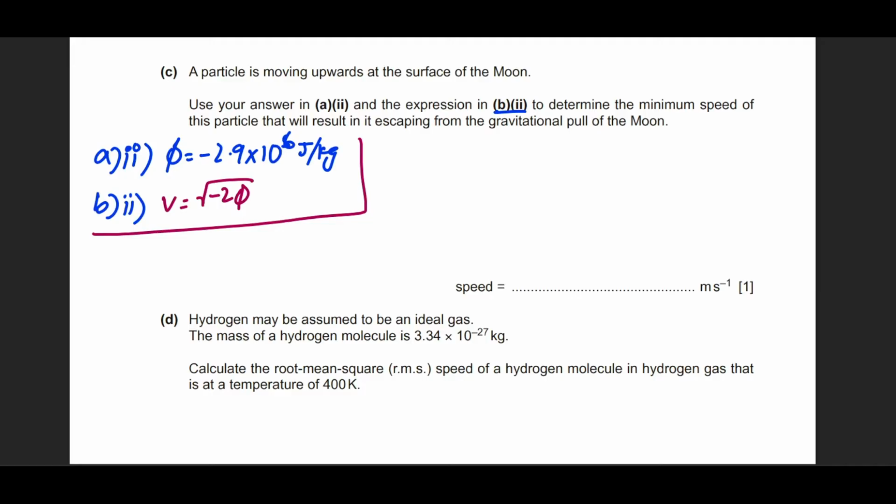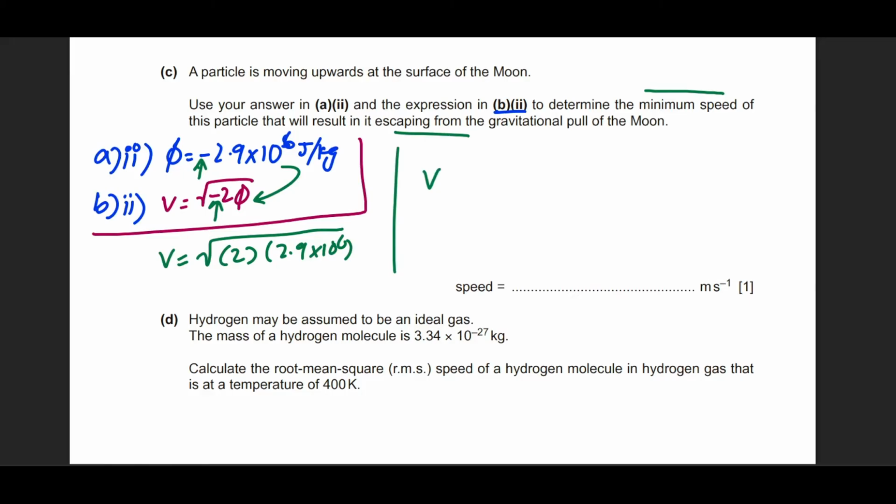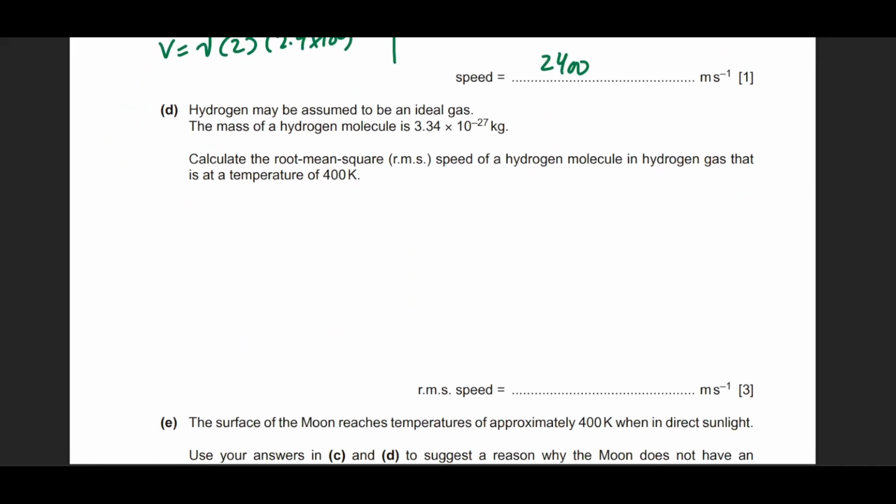Then he says, find the minimum speed of this particle that would result in escaping. So it's an escape velocity question. The reason behind this is already mentioned, we just have to put in the value. So v equals to, I'm not writing down the negative number because negative and negative get cancelled out. So this will be 2.9 into 10 raised to power 6. We calculate the velocity, it will be 2408 meters per second. This will be 2400.